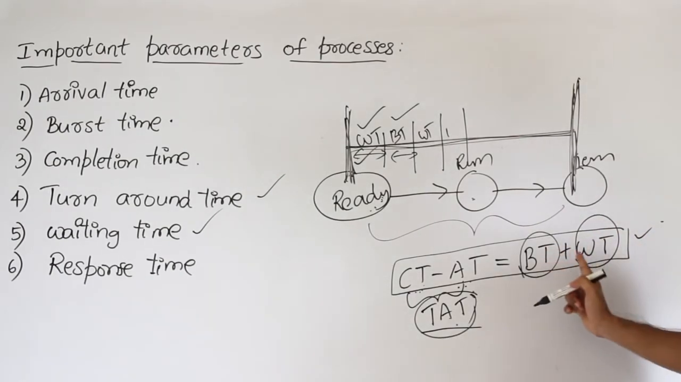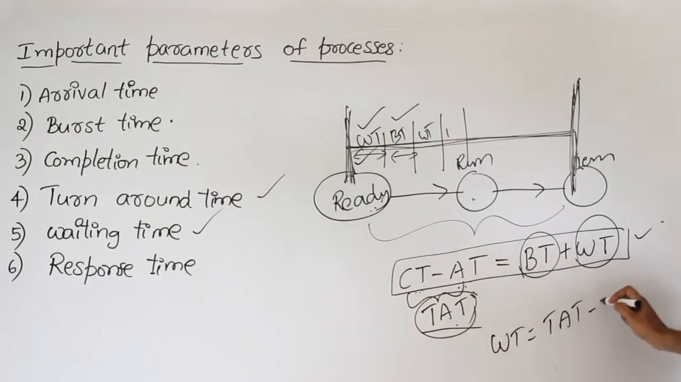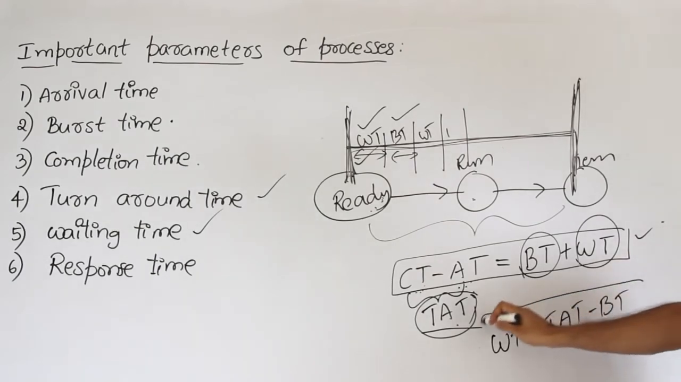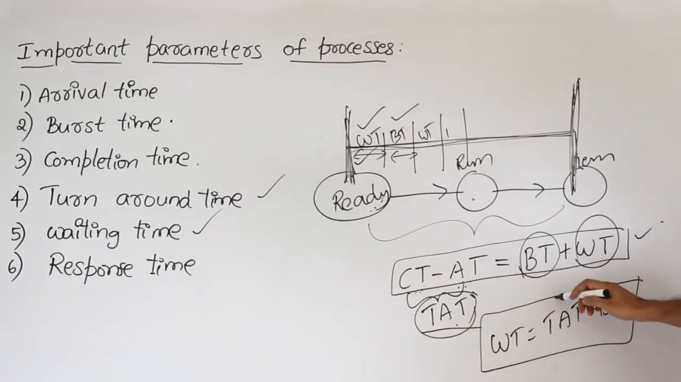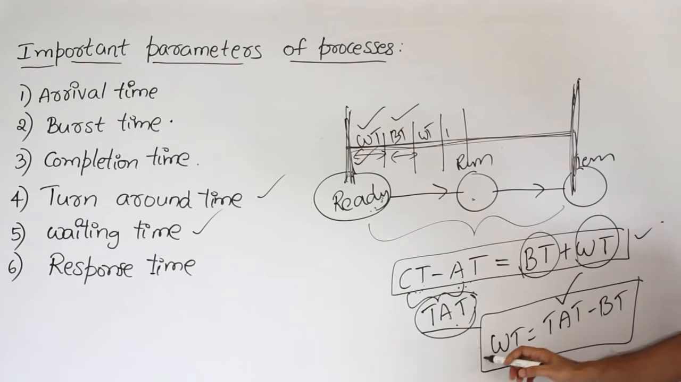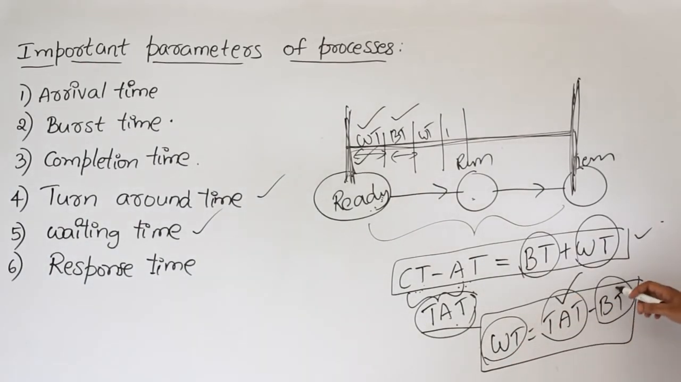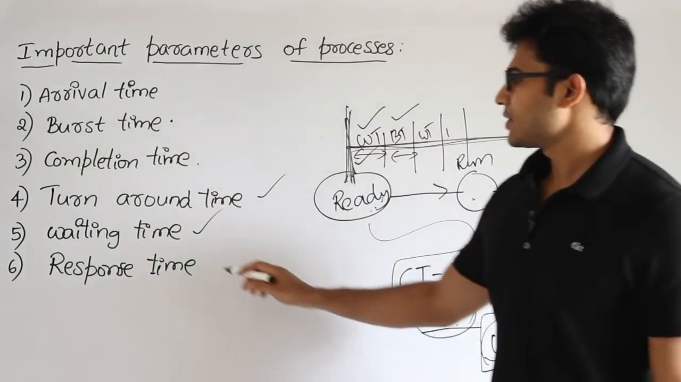So the relationship between waiting time, turnaround time and burst time is that waiting time equals turnaround time minus burst time. Which means if a process is in the system and it is not doing anything else, then obviously it is waiting, right? So waiting time is nothing but turnaround time minus burst time. It is either going to be in the burst time or in the waiting time. So if I take the difference between turnaround time and burst time, I get the waiting time. Okay. And next one is response time.